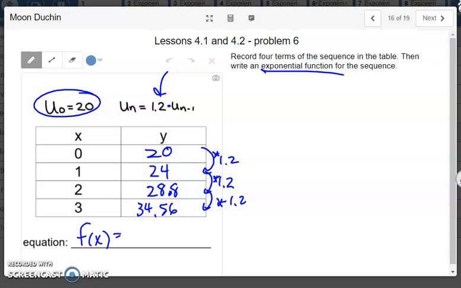As an exponential function, f of x, or maybe you did y equals, it's our starting value first, the a number, which is 20, times our b value, and that's 1.2, that's what we're multiplying by each time, raised to the x. In exponential, the x value is the exponent, and the a and b values are normally given to us. So again, 2 points for the table, 2 points for the equation.